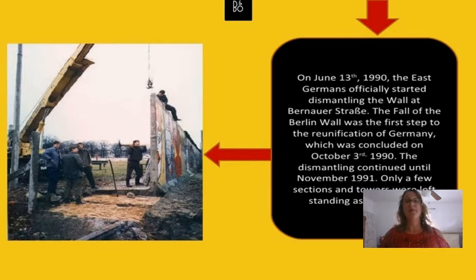So about 3 years later, June 13th, 1990, the East Germans officially started dismantling the wall. The fall of the Berlin Wall was the first step to reunification of Germany, which was finished on October 3rd of 1990. The dismantling continued until November 1991, so it took a long time to take down the wall. Only a few sections and towers were left standing as memorials.